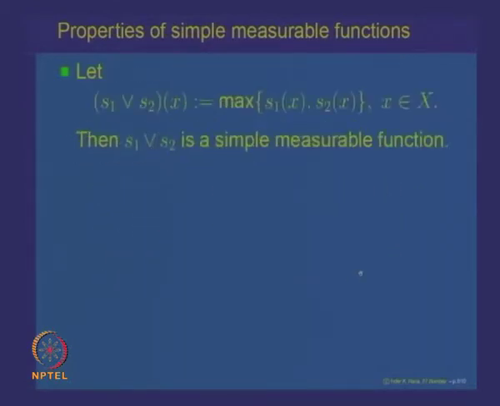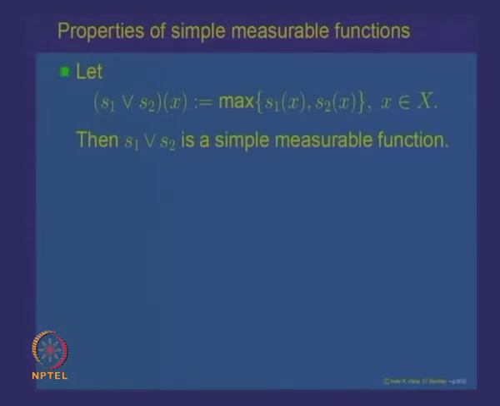Let us go a step further and let us define, for given two simple functions S_1 and S_2, what is called the maximum of these two functions, S_1 V S_2. So, what is S_1 V S_2? This is the function whose value at a point x is defined as the maximum of the numbers S_1 x and S_2 x. So, at every point x, compare the values of S_1 and S_2, whichever is higher, define the value to be that number. So, the claim is S_1 V S_2 is also a simple measurable function.